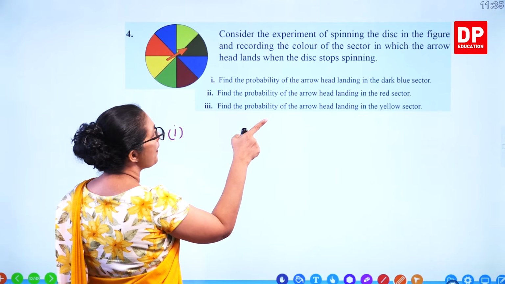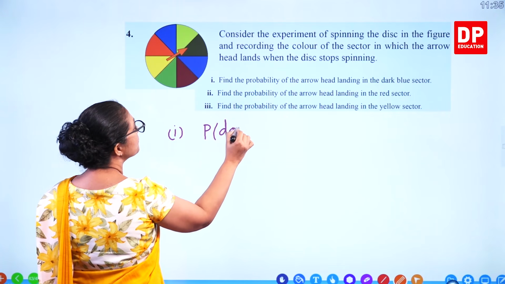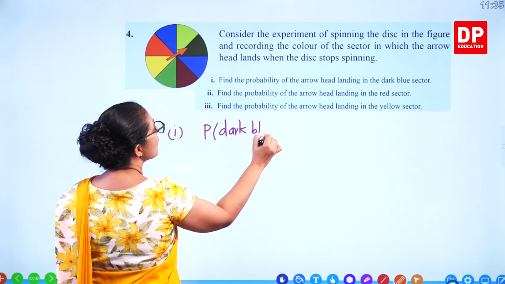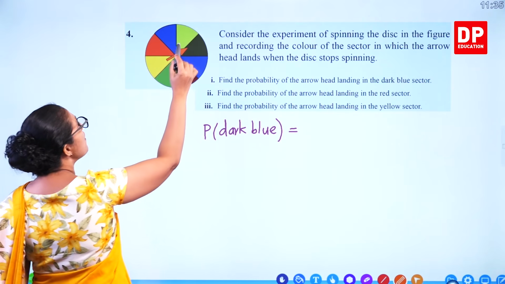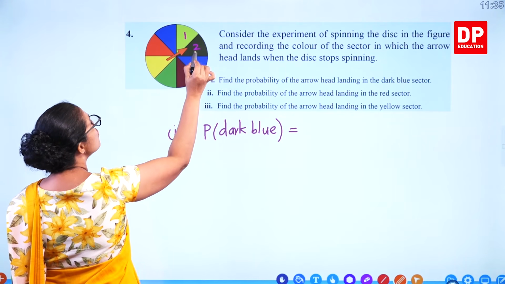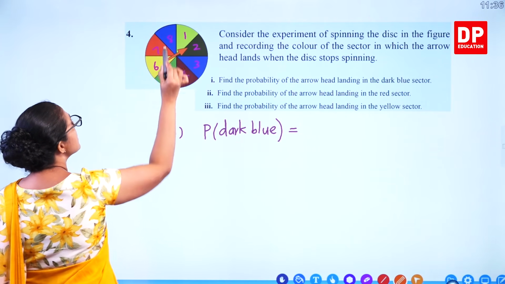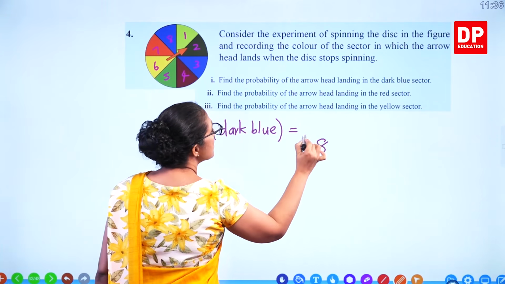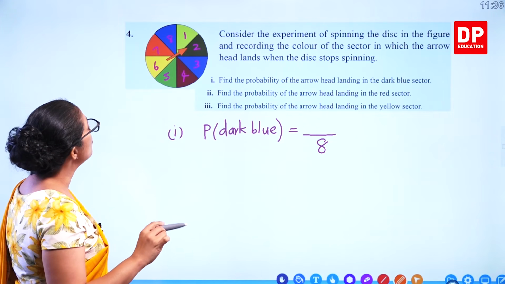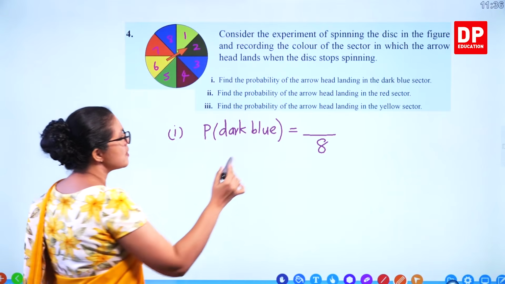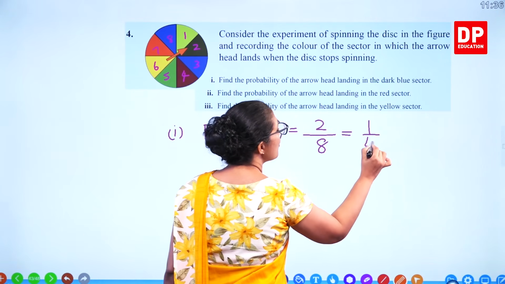So here, probability of getting dark blue. You can do it without writing. Altogether, how many parts are there? 1, 2, 3, 4, 5, 6, 7, 8. 8 equal parts are there. And dark blue, there are 2. So 2 possibilities are there. So 2 over 8. Simplify, you get 1 over 4.